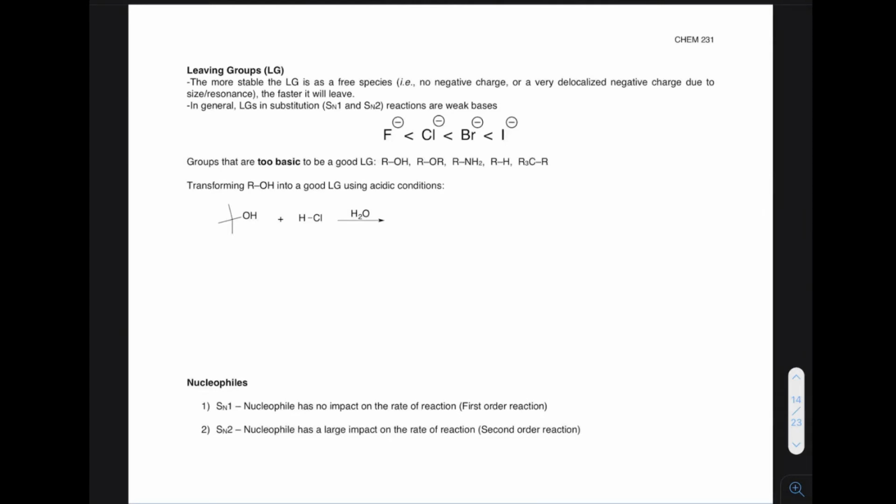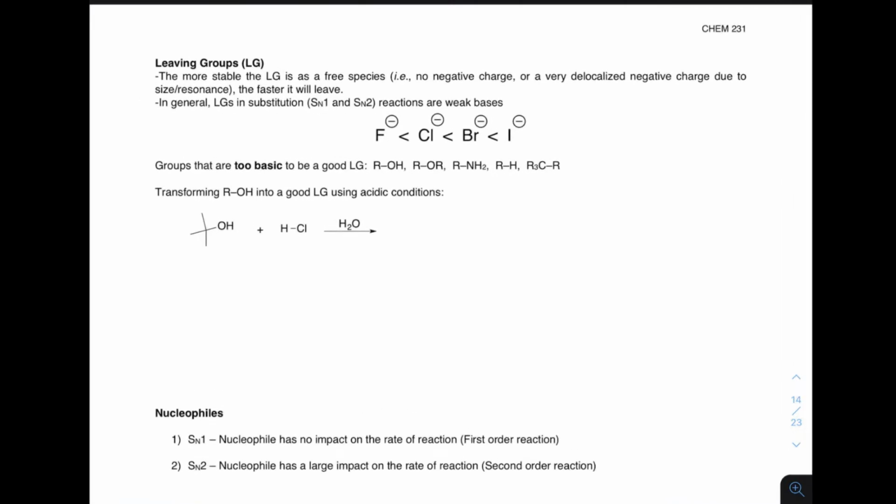So in this video, we're going to go into more of the details of the different reactions we've covered so far. We're going to be talking about leaving groups, nucleophiles, and solvent effects, and how they affect the rates of SN1 and SN2 reactions in particular. So first, we're going to look at leaving groups.